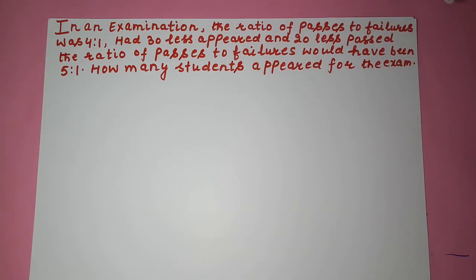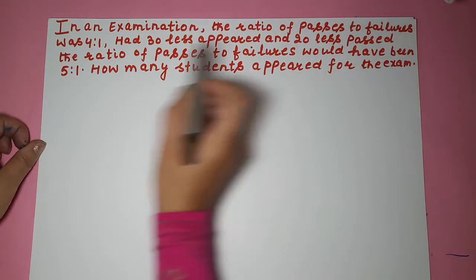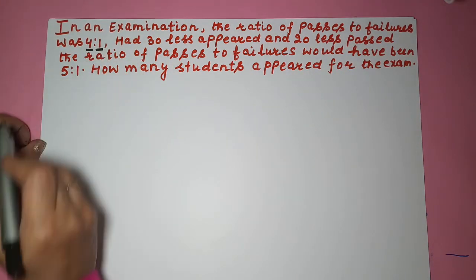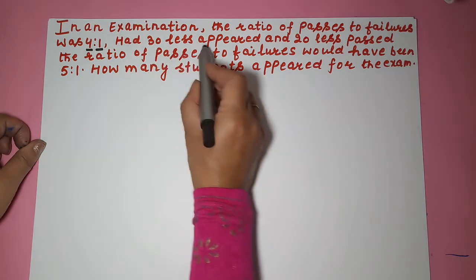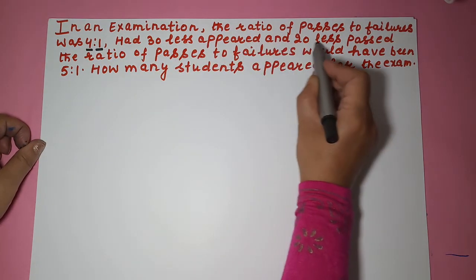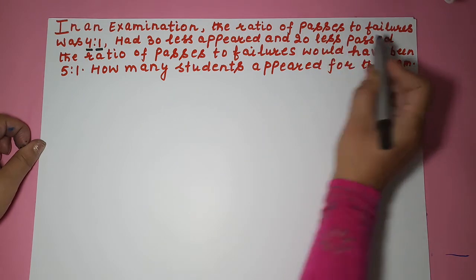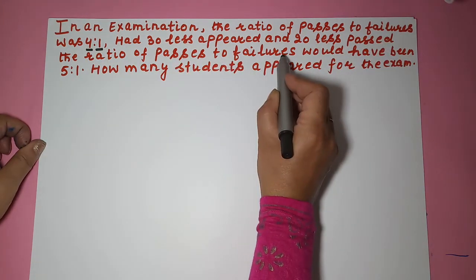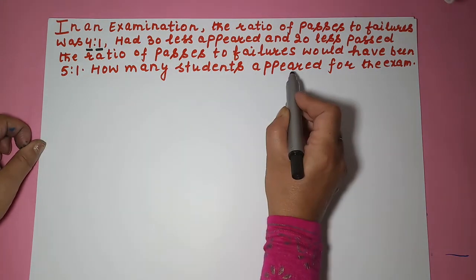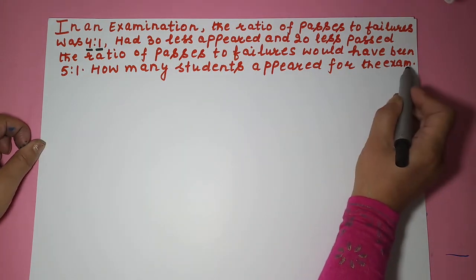In this video, we will solve some more sums based upon the ratio. Now he's saying that in an examination, the ratio of passes to failures was 4:1. Had 30 less appeared, this is another situation he's giving us, and 20 less passed, the ratio of passes to failures would have been 5:1. How many students appeared for the examination?